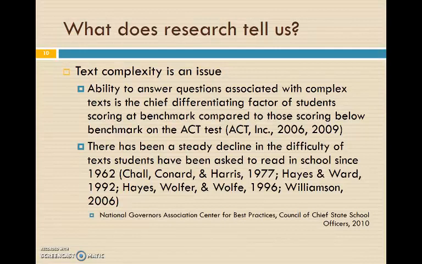So let's look at a few of these and what the research does say. Research does tell us that text complexity is an issue, and the ability to answer questions associated with complex text is the chief differentiating factor of students scoring at benchmark compared to those scoring below benchmark on the ACT test. And I mean, logically that makes sense. If you can't comprehend what you're reading, you're not going to be able to do anything with that information.